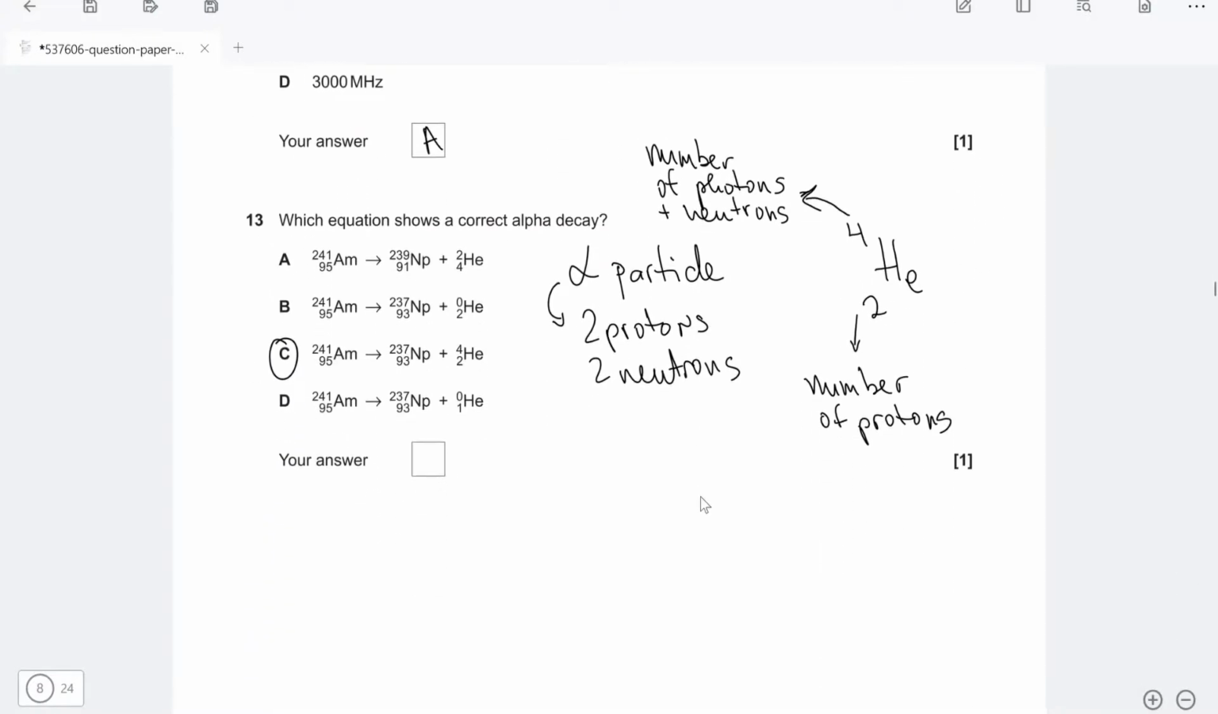Question 13. Which equation shows a correct alpha decay? Now we have quite a variation here of particles. What is an alpha particle? An alpha particle contains 2 protons and 2 neutrons. In other words, it is the nucleus of helium. So we have the helium symbol over here. If it contains 2 protons, then the atomic number, or the proton number, will be 2. Up here we have the number of protons. This should say protons rather than photons. The number of protons plus the number of neutrons. And if we have 2 protons and 2 neutrons, we're going to have 4 in total up here. So the correct answer is C.